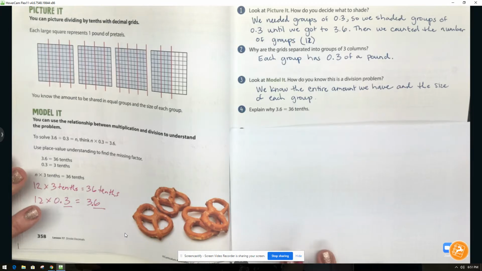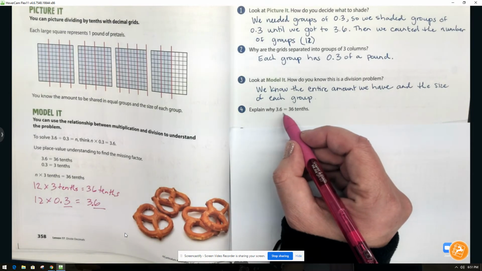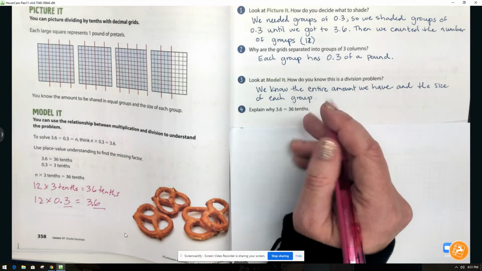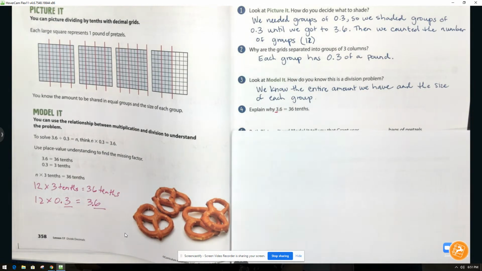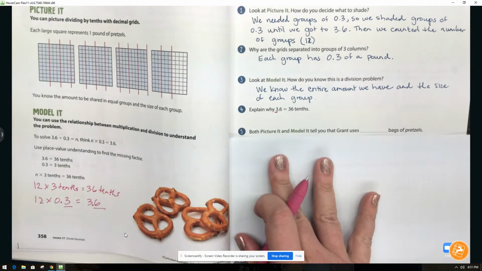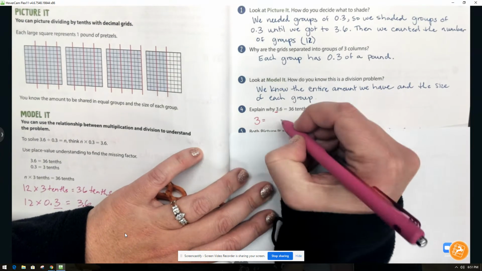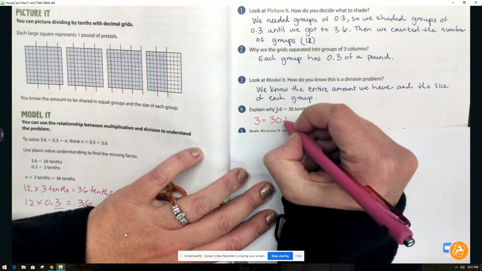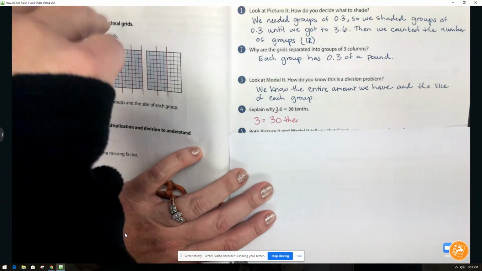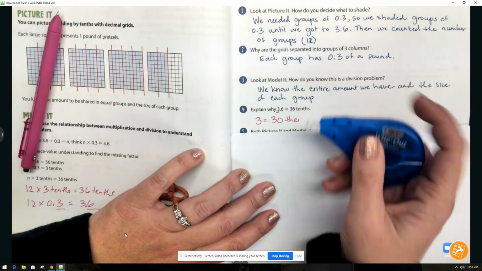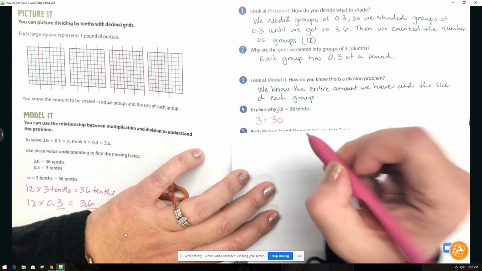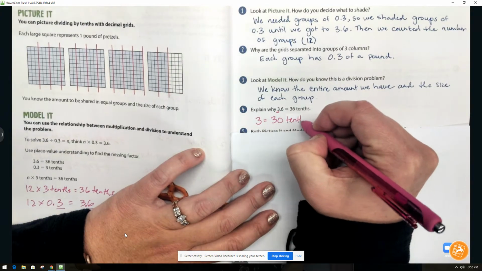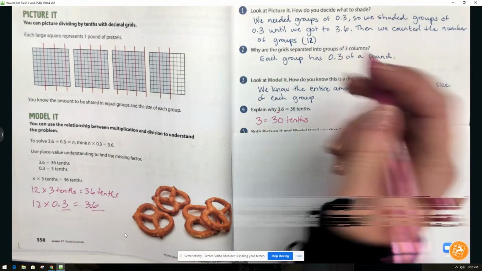Number 4, explain why 3 6/10 equals 36/10. Remember, like I've shown you in the past, we have this 3. 3 wholes is how many tenths? Well, we know that 3 wholes equals 30/10, because there are 10/10 in one whole. So there are 30/10 in 3 wholes.